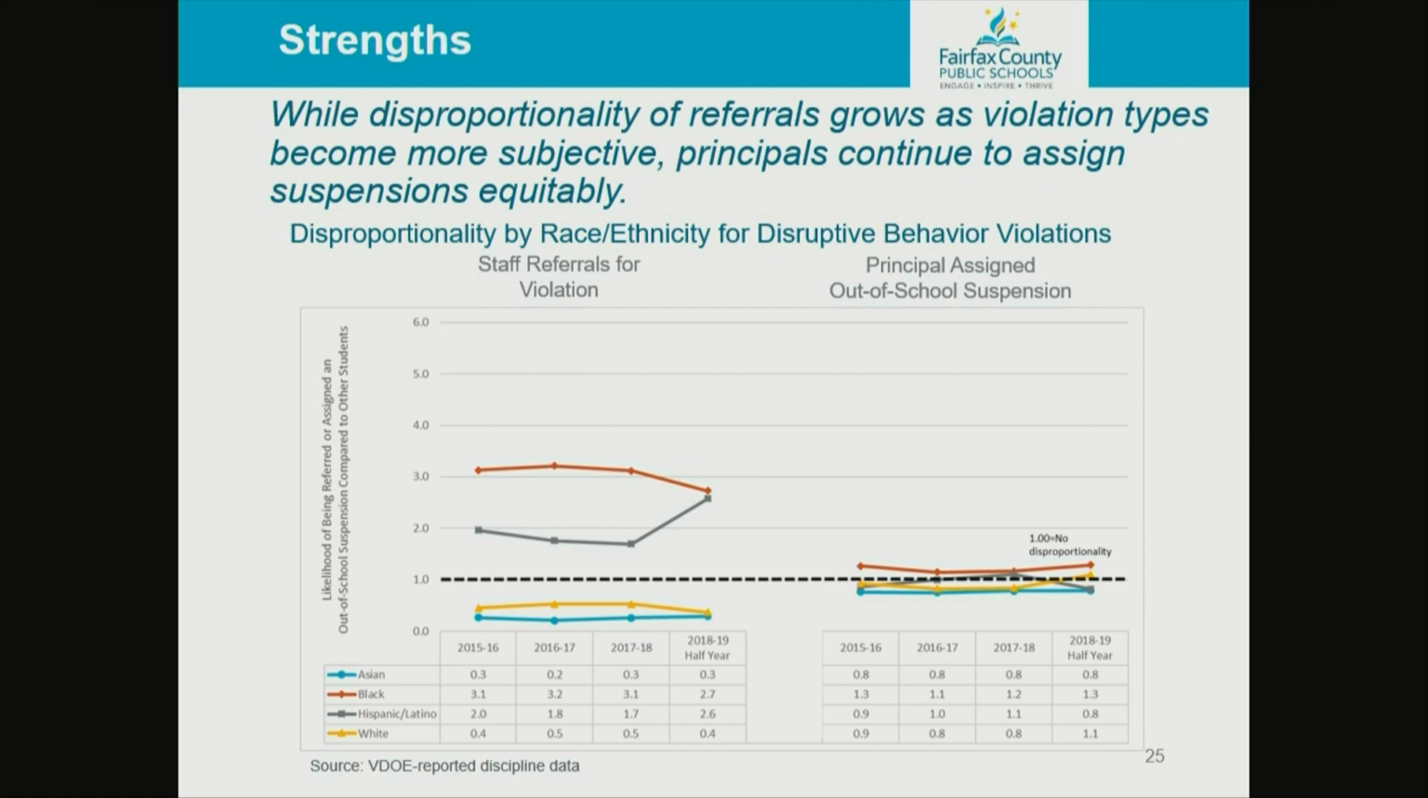Moving on to the more subjective violation type, here we're looking at disruptive behaviors. For disruptive behaviors, again, on the left is the slide you saw previously, where students were 3 times as likely, if they were Black, to be involved in that kind of violation. And on the right side, you see that principals are still relatively equitable in whether or not they are assigning suspension to students. So the summary here is that it is the staff referrals on the way in that are causing it, as opposed to the decisions that principals are making once they have a student in front of them who has committed the violation.